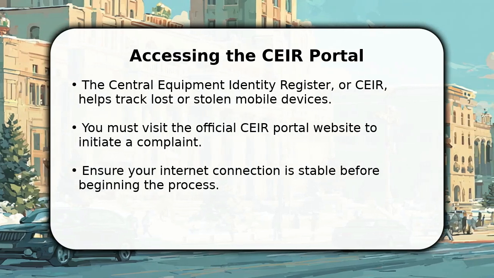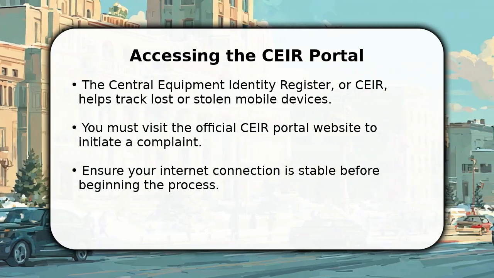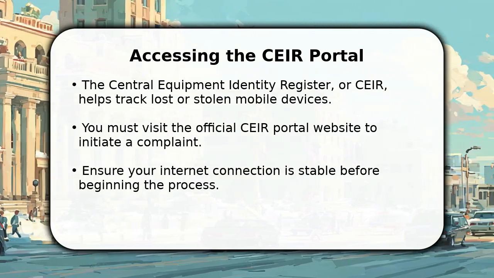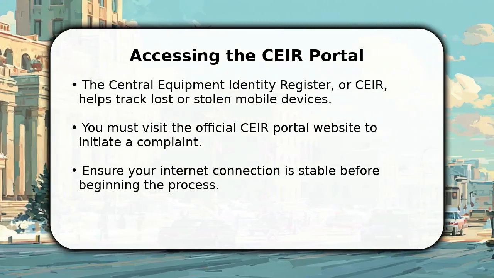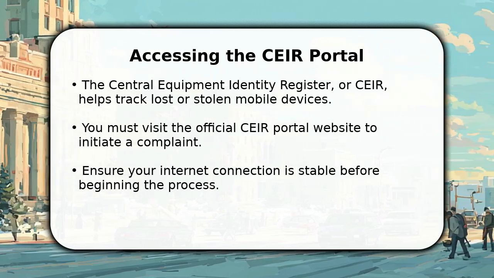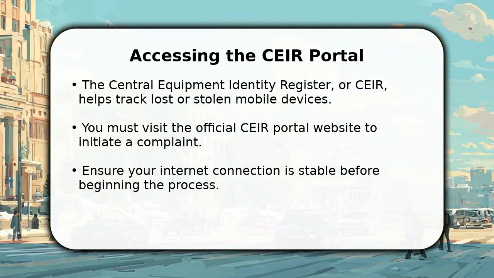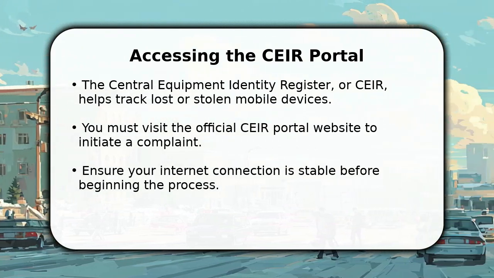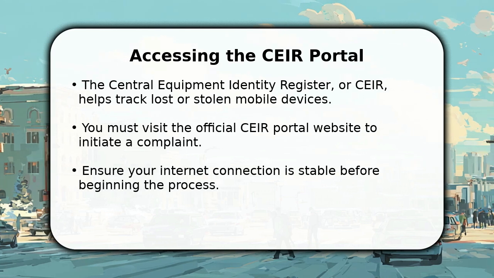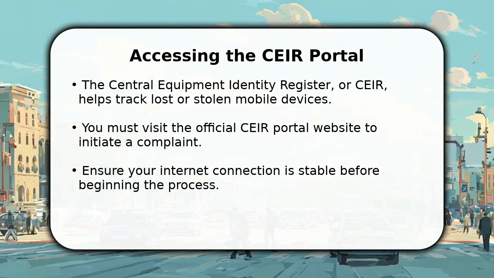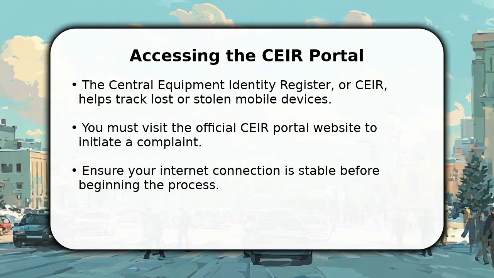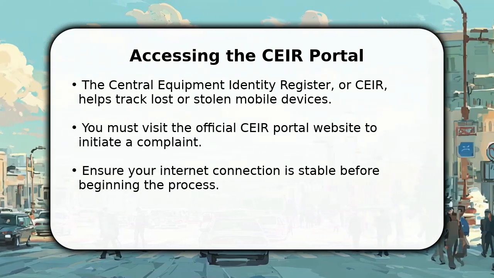In this video, I will explain how to file a complaint in the CEIR portal. First, open your web browser and navigate to the official Central Equipment Identity Register website. This crucial first step ensures you are on the legitimate platform for reporting. You will find a clear, user-friendly interface designed to guide you through each stage of the complaint process. Always verify the website address to protect your personal information and prevent accessing fraudulent sites.